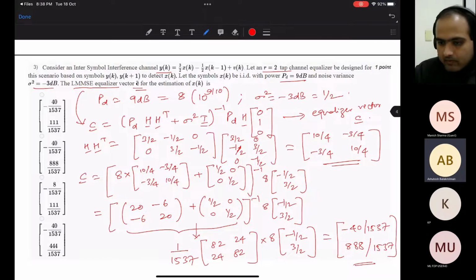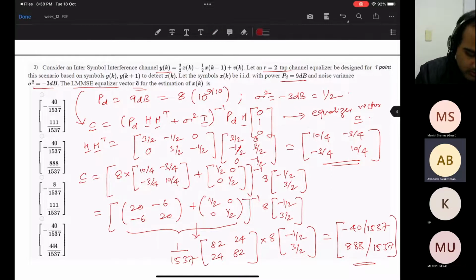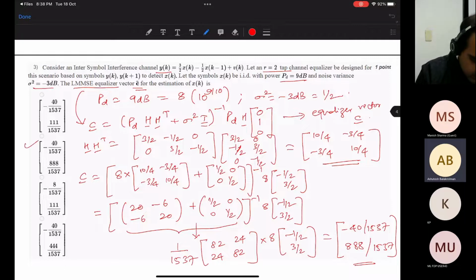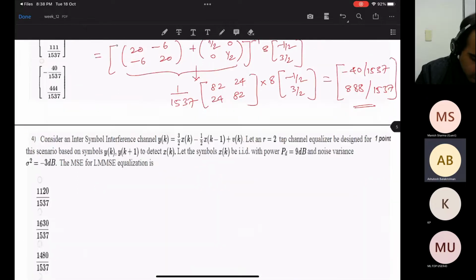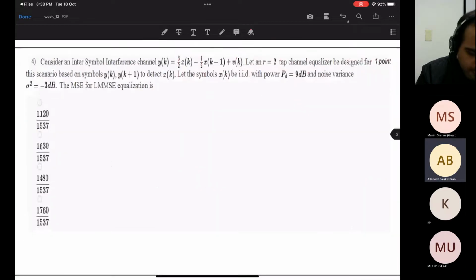So this is basically a calculation-intensive problem. You just need to remember the formula and fit in the values. Any doubts? So this option is, let me see, B, yes, this is B. Okay, we'll move ahead. Question 4.